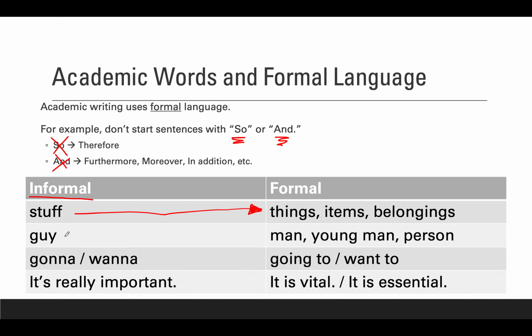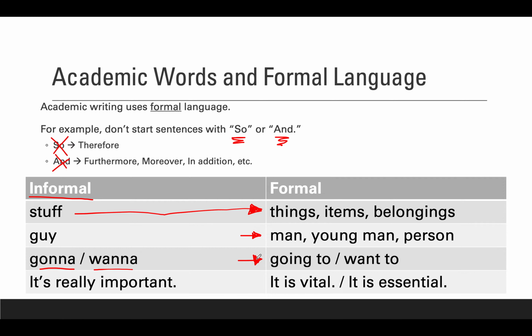The same with an informal word like "guy." It's a great word for informal talk, but when we're writing an essay or an assignment, we need to use words like "man" or "young man" or "person." And the same goes for the ways that we get lazy when we spell words like "gonna" or "wanna." That's not the correct spelling, but we do that many times in our social media posts. Instead, in formal writing, we spell it out the right way. So we say "going to" or "want to."